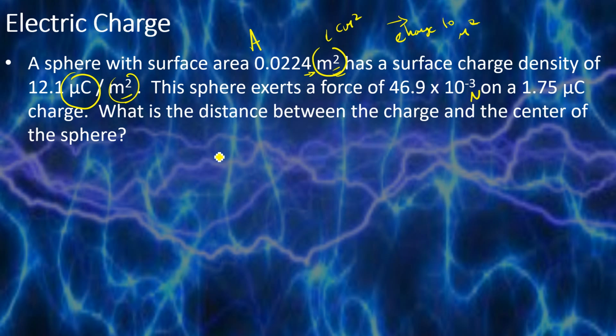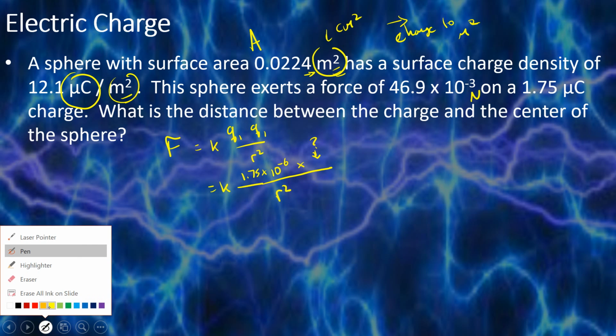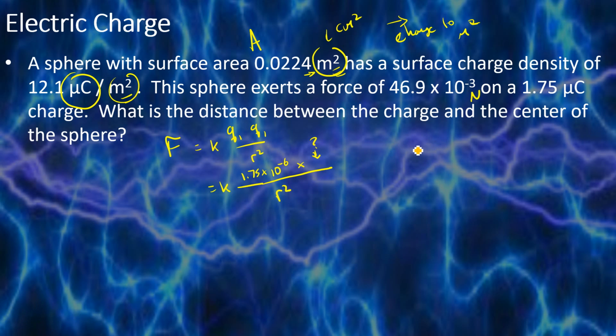Okay, so we have several steps here. In order to find the force between the two charges, we need to know what the two charges are. So we know one of the charges is 1.75 microcoulombs. But we don't know this other charge. We do know its charge density. We want to know the radius, so we do need to find this other thing here. So let's go ahead and find the other thing, the other charge.